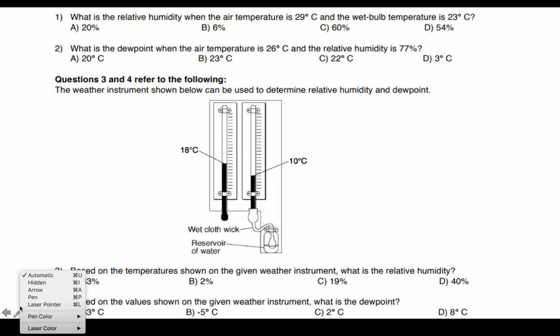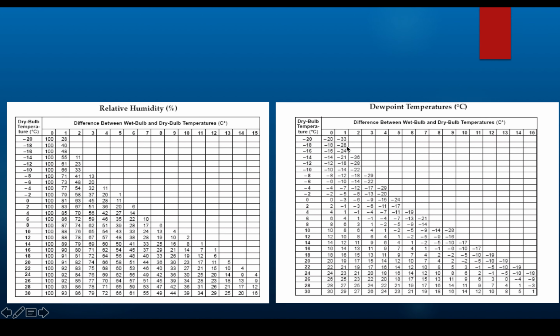So first thing, remember that if the air temperature is very close to the dew point temperature, we have a high humidity. If they are very far apart, we have a low humidity. In order to use page 12 and determine the relative humidity or the dew point, we need two things. One, we need the air temperature. The air temperature is the same as the dry bulb temperature.